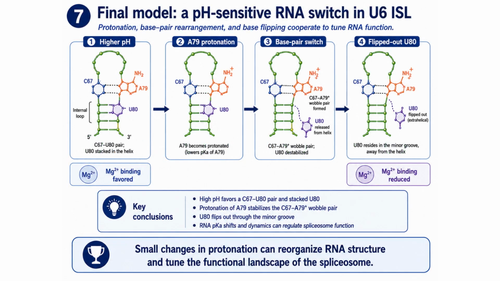The final model is that protonation, base pair rearrangement, and base flipping are coupled. A79 protonation reshapes the internal loop energy landscape, stabilizes the C67 A79+ wobble pair, releases U80 from the helix, and promotes minor groove base flipping.